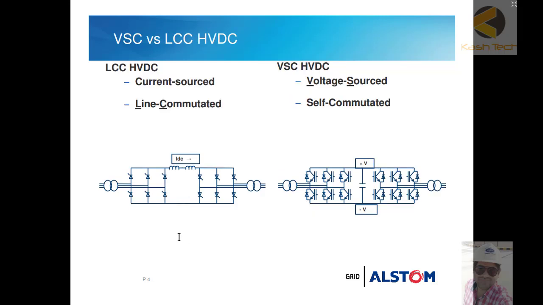Here you can see the LCC HVDC and VSC HVDC difference. LCC HVDC line commutated converters are current sourced, whereas VSC HVDC are voltage sourced. It means that line commutated converters will continue conducting when current is available, and LCCs can conduct and operate in reverse voltages. Even if the voltages become negative, they will keep on operating, whereas VSCs are self commutated and operate on a voltage source, and they can only operate when the voltage is in the forward direction. Another thing is that LCC is line commutated, and VSC HVDC is self commutated.